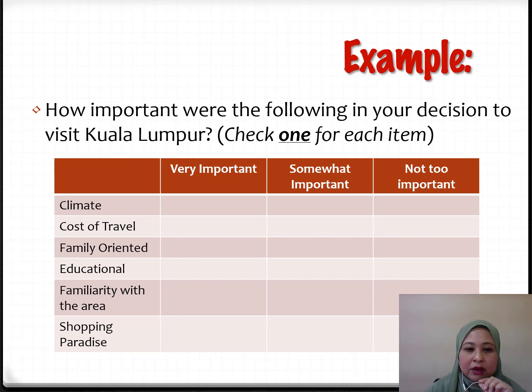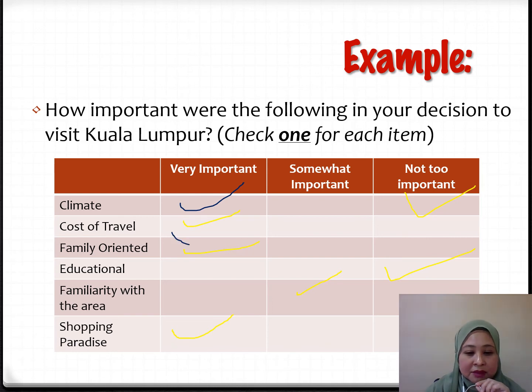Look at the example here. How important were the following in your decision to visit Kuala Lumpur? Let's say that respondent A will answer climate is not important. Cost of travel, very important. Family oriented, very important. Educational, not important. Familiarity in the area, somewhat important. Shopping paradise, important. Maybe another respondent will answer climate is very important because they have small kids. They don't want to get wet. They don't want the kids to get sick.